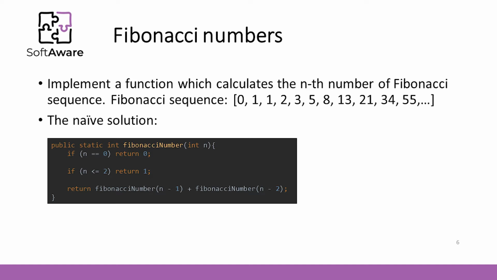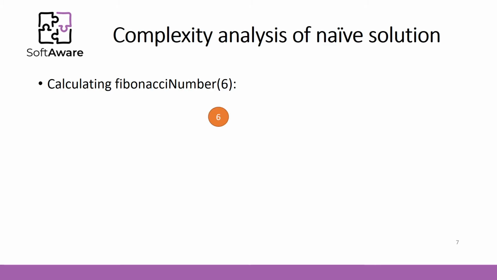We have a recursive function fibonacciNumber. We have two base cases, for n equal to 0 and n equal to 1 or 2. At these points, the function returns either 0 or 1. At the recursive step, we calculate the sum of two preceding numbers. Here we have two recursive function calls.